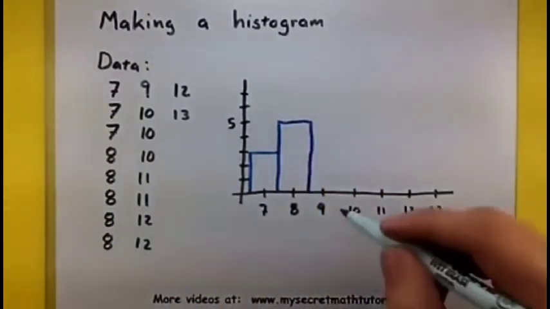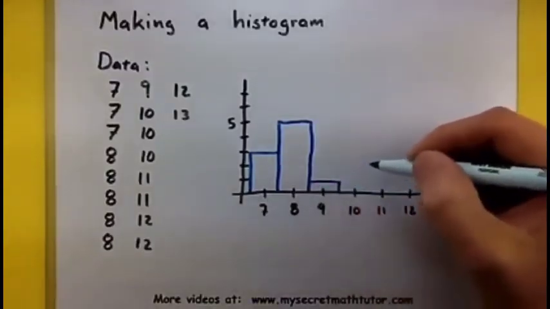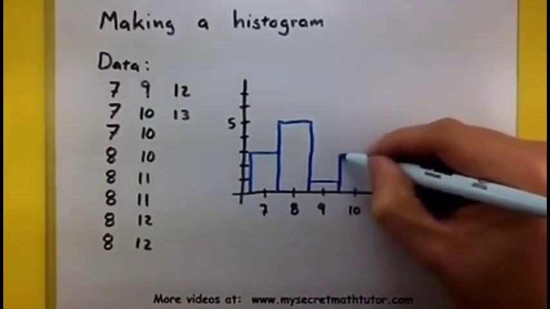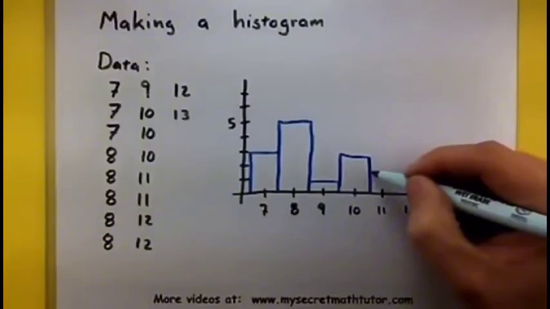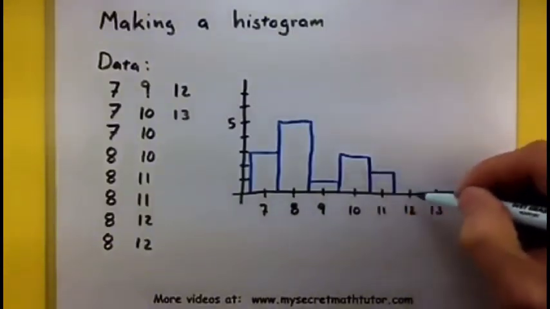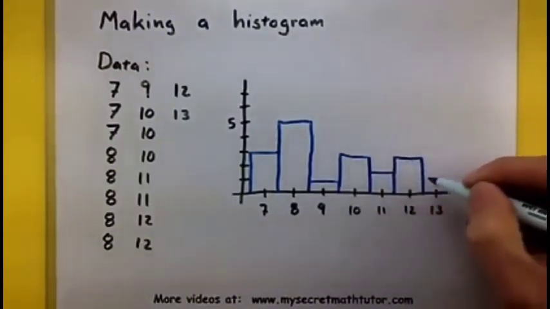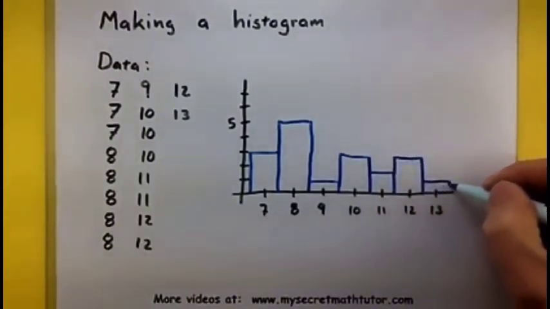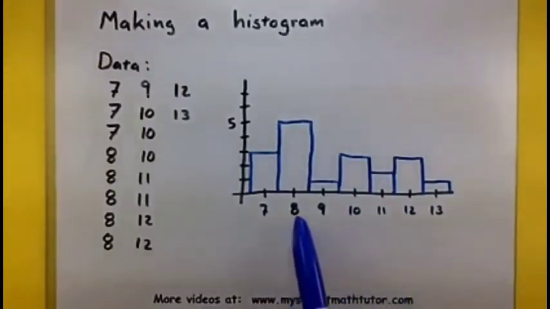And you can see how this process plays out for all the rest of the numbers. So when I get to the 9s, I only have 1 nine. I get to the 10s, I have 3 of those. Get to the 11s, I have 2 elevens. Looks like 3 twelves and only 1 thirteen. So now we've created the different bars for our histogram, and you can see which variable is the most frequent. It's basically the tallest bar. And there you go.